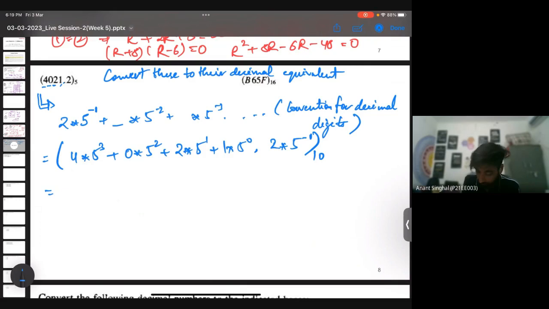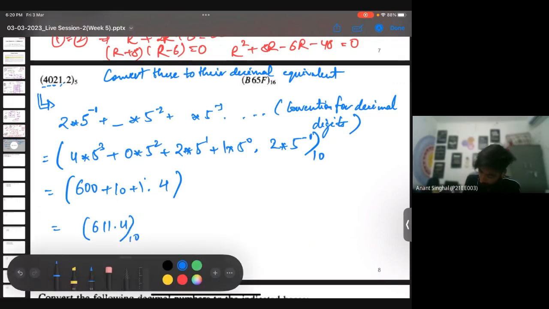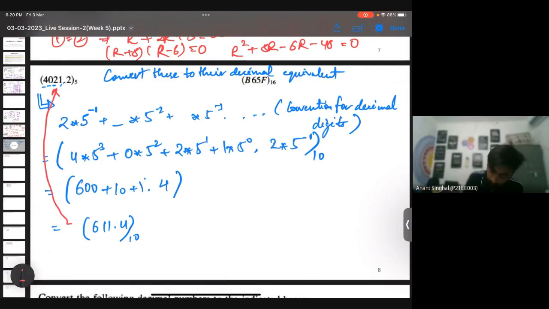So here we can write 125 times 4, that is nothing but 500, plus 10 plus 1, and then after that it will be 2 by 5, which is nothing but 0.4. So it will be 511.4 to the base 10. You can check it by converting the decimal back to base 5. It will become the same. So the answer for this question is this.